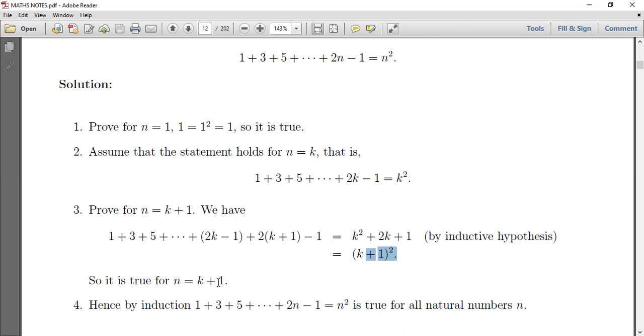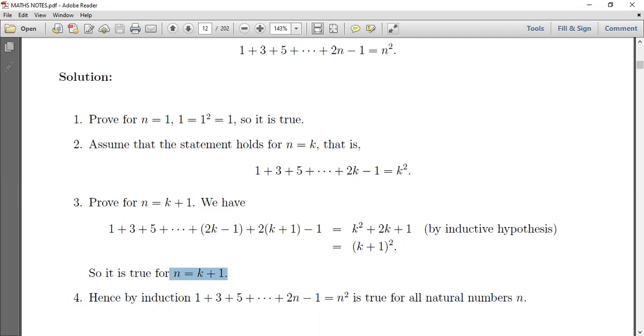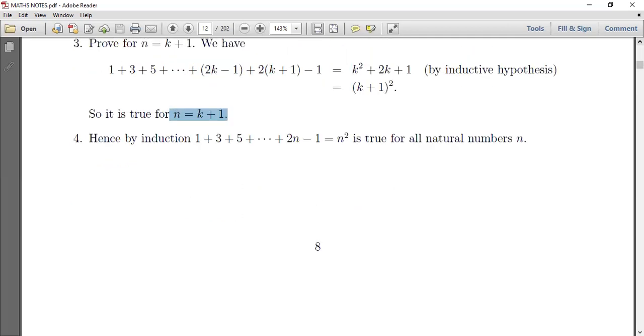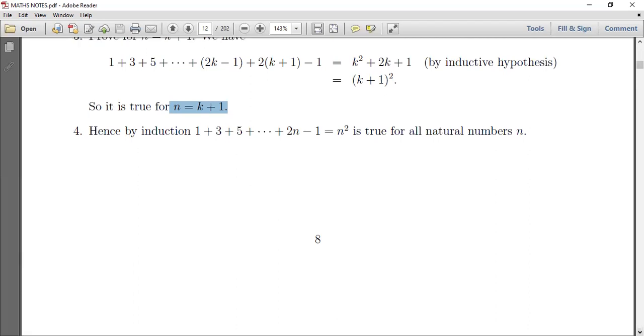Therefore, it is true for n equal to k plus 1. Therefore, by induction, it is true for n equal to 1, n equal to 2, and n equal to k, n equal to k plus 1. So it shows that it is true for any natural number. So I've proved that by induction.